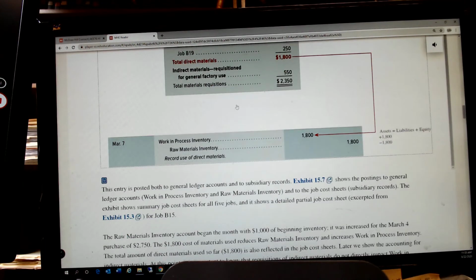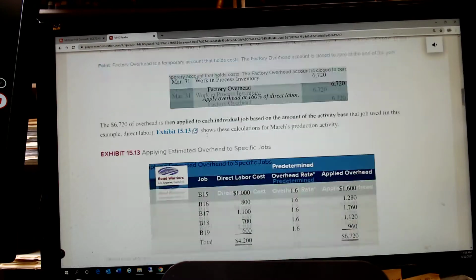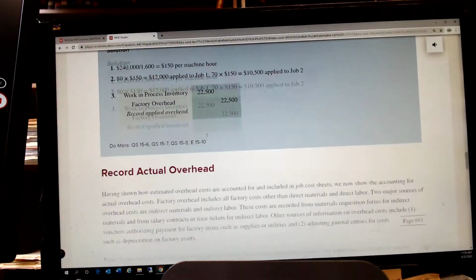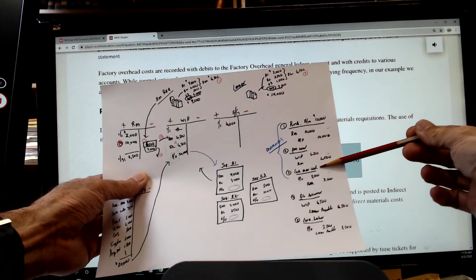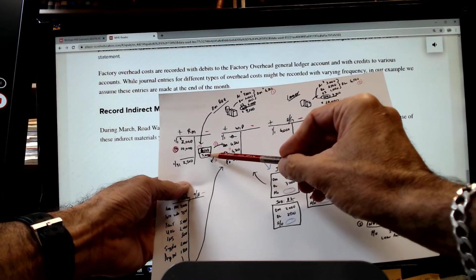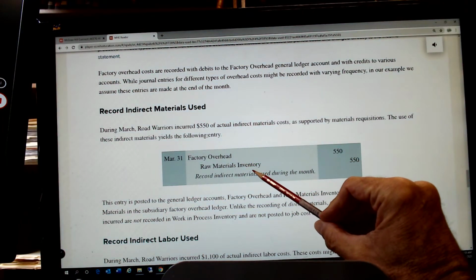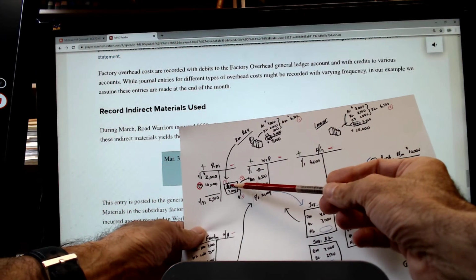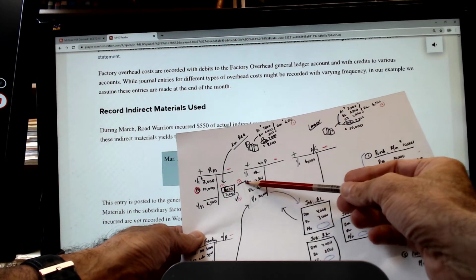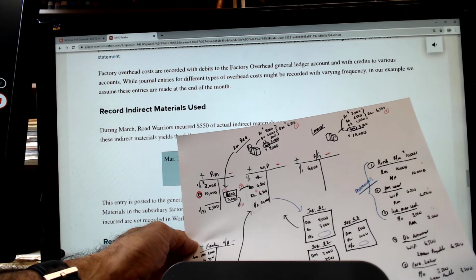Well, that's where they talk. Here's where they introduce that entry down here. It's the same entry I showed right here, the indirect materials used. We're going to take it out of raw materials and put it to factory overhead. Notice that's exactly what they're doing, crediting raw materials and debiting factory overhead. So just think about raw materials. There's two entries. We take it out of raw materials. The direct portion goes to work in process, charge it to jobs. The indirect portion goes down to factory overhead.